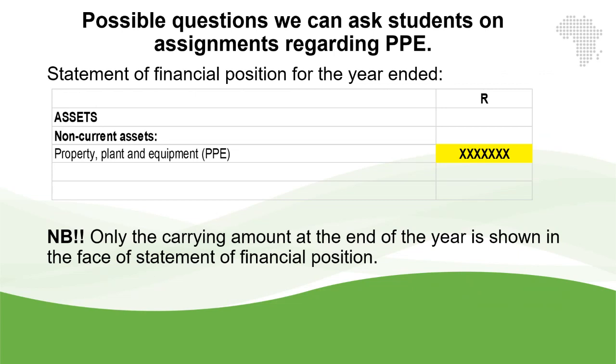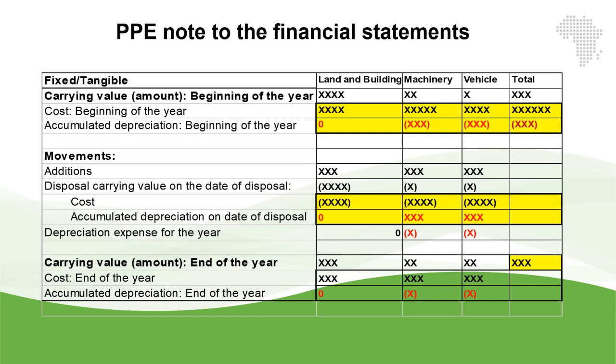So then how do we disclose the balance that you will have got in here? Remember that at the end you have a total, which means you will have said land and building plus machinery plus vehicles, and you get the total at the end. So we take this amount here. This is the amount that we are concerned about, the carrying value at the end of the year.